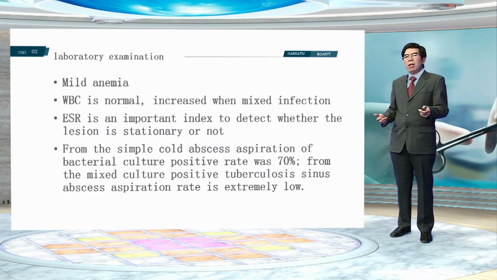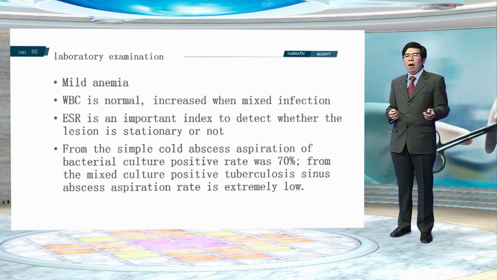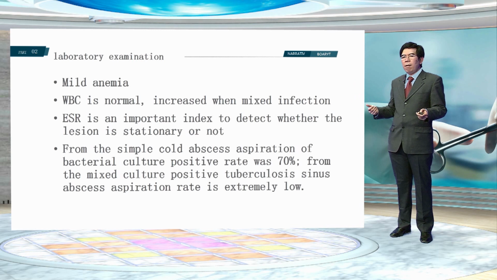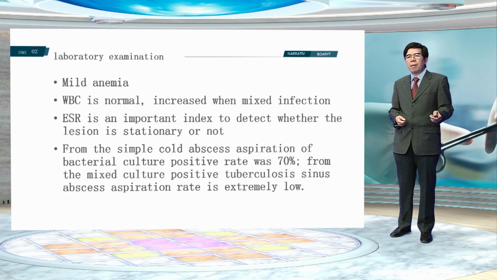Now is the laboratory examination. Mild anemia, then WBC is normal, but when it's the mixed infection, it's also increased. And the ESR is an important index to detect whether the lesion is stationary or not. From the simple cold abscess aspiration, the bacterial culture positive rate was 70%. But from the mixed culture, the positive rate of tuberculosis sinus abscess aspiration is extremely low.